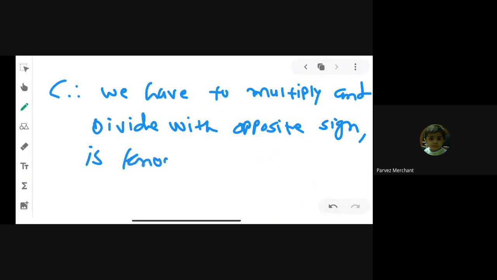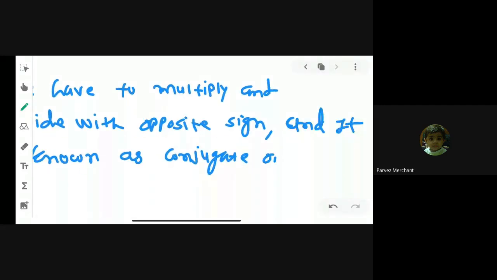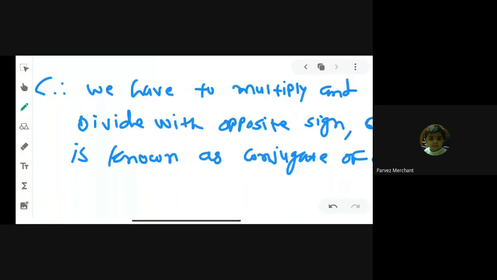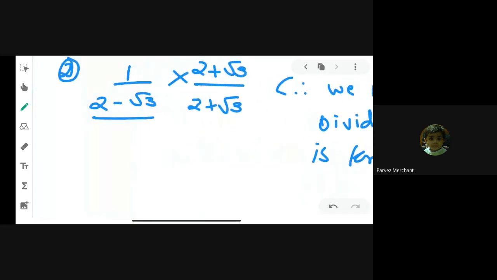It is known as the conjugate of any number. What is the meaning of conjugate? Please remember, please see here. If we have 2 minus root 3, the conjugate of 2 minus root 3 is 2 plus root 3. We have to change the sign of the second term. It is known as conjugate.